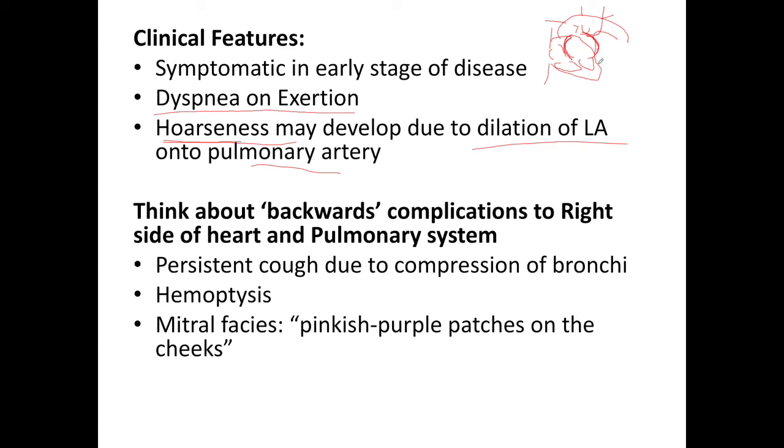Also, I want you to start thinking about backwards complications. Remember, if blood is not making its way through to the systemic circulation, it's going to back up into the pulmonary circulation. As a result, there's a small degree of pulmonary hypertension that may occur. And so this individual has a persistent cough. We are compressing the bronchi because of this massive dilation, and some of the delicate blood vessels in the individual's alveolar capillary network may begin to burst, and as a result, they're going to have the sign of hemoptysis. They're going to cough up a little bit of blood.